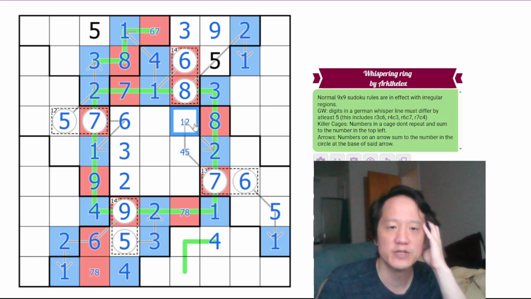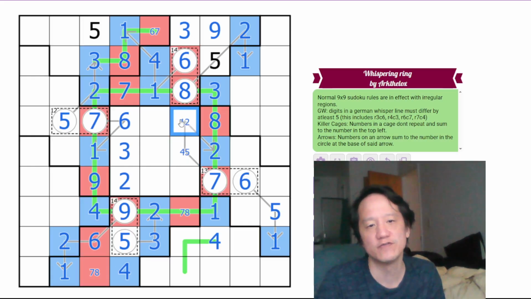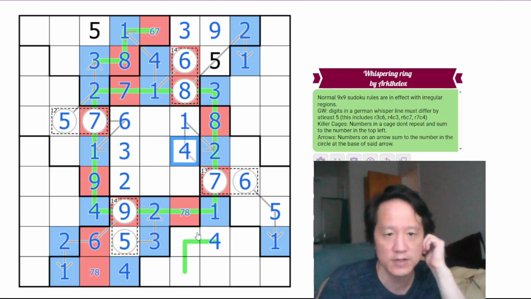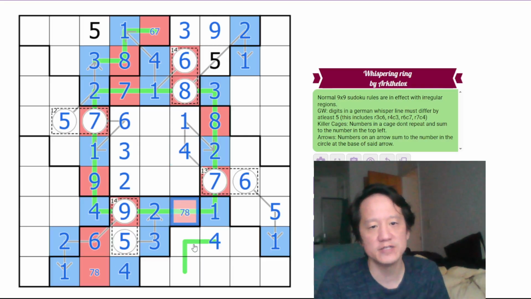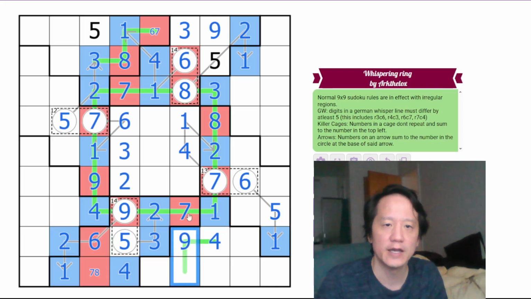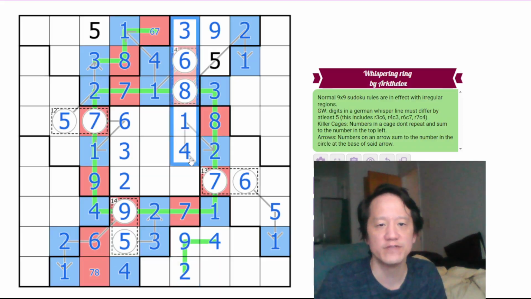This 7 means these add up to 5. Well, the only possible combination now is 1 and 4. Actually, this 2 eliminated this 2 anyway, so this is 1 and 4 then. This 8 eliminates 8 here, so it's 7. This 4 must be next to a 9 on a German whisper line, so this is 9. And we need another low here to be next to the 9, so this must be 2. Because we are missing 1, 3, and 4.